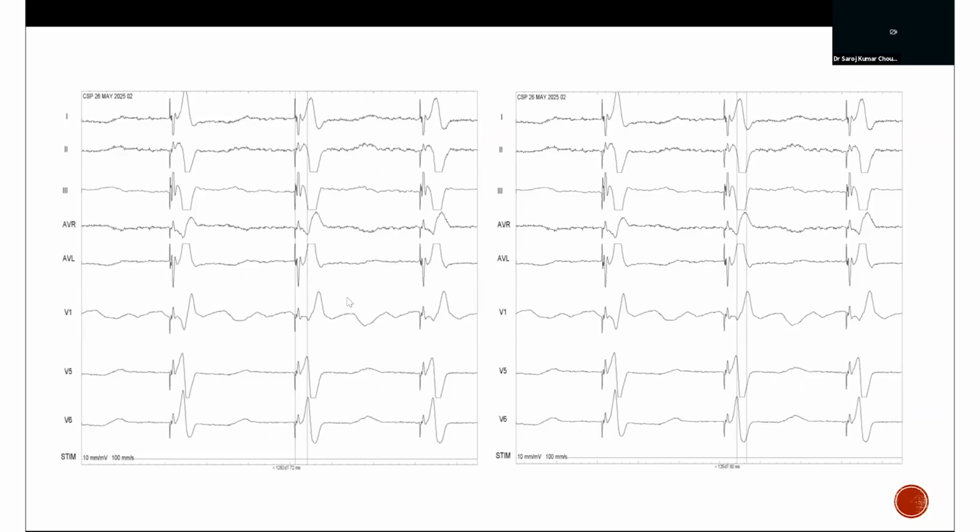The LVAT was 72 milliseconds. It is from the pacing spike to the peak of the R wave in V6. And that V6-V1 interpeak interval is also calculated and found to be 60 milliseconds, from V6 peak R to V1 peak R.